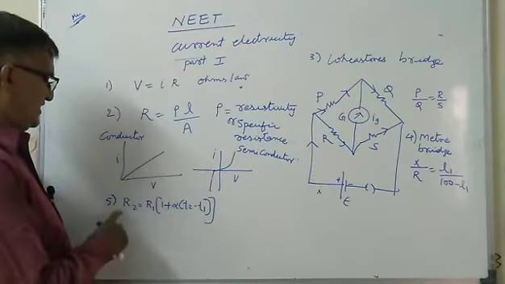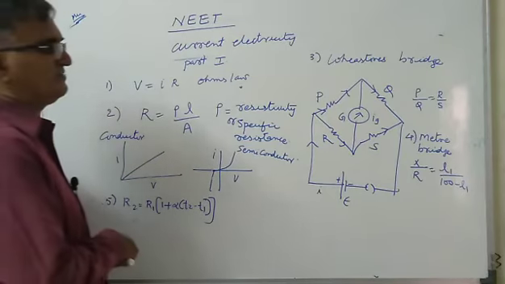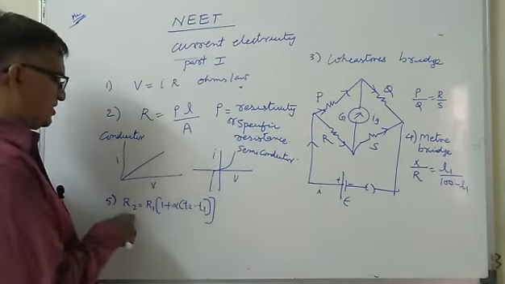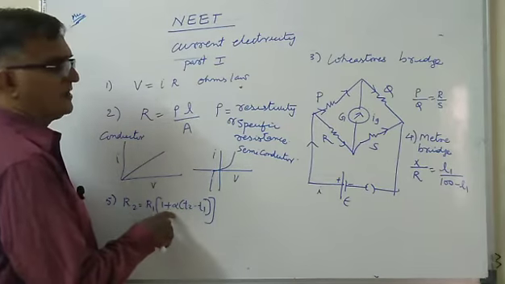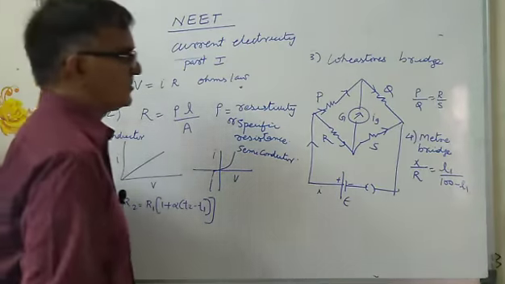Now the resistance of a conductor increases with the increase of temperature. That formula is given by R2 is equal to R1 into 1 plus alpha into T2 minus T1. Alpha is called the temperature coefficient of resistance.